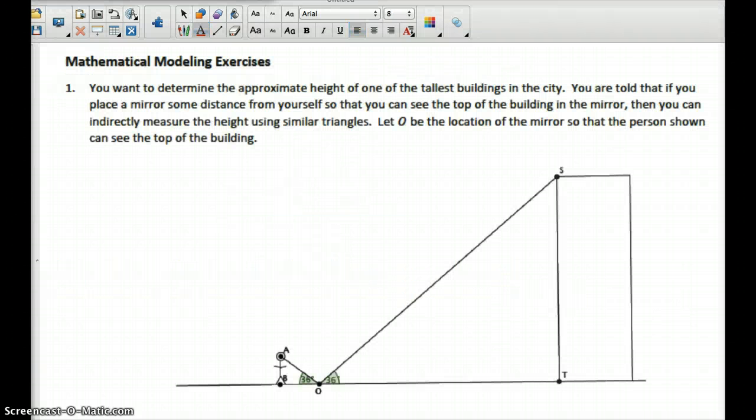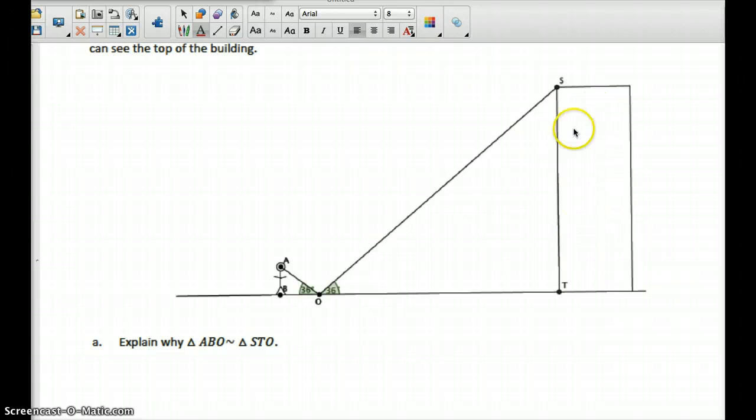Okay, moving on to the next exercise. It says you want to determine the approximate height of one of the tallest buildings in the city. You are told that if you place a mirror some distance from yourself so that you can see the top of the building in the mirror, you can indirectly measure the height using similar triangles. So they say, let O be the location of the mirror. So here's our mirror right here, so that the person shown can see the top of the building. So here we have our diagram. Here's our building over here on the right.